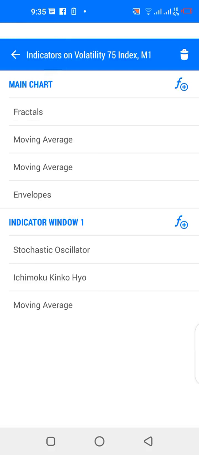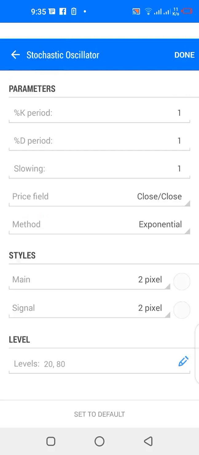Okay, let's look at indicator window 1. We have the stochastic indicator. The percentage K period is 1, percentage D period is 1, the slowing is 1. Price field is close. Method is exponential. Now the color of the stars for the main and the signal will match the background color.